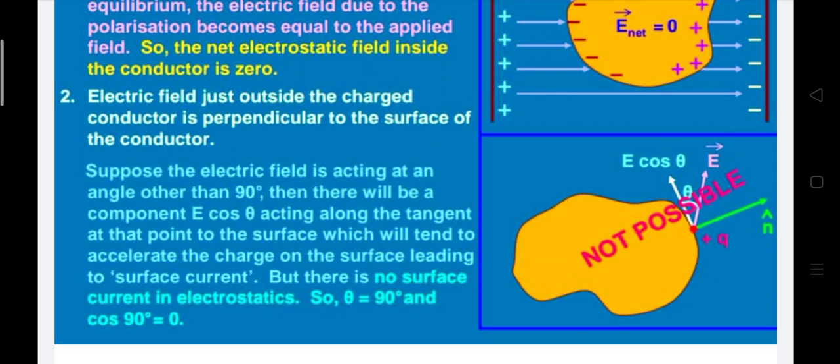As a result, the electron will start moving over the surface and will form the surface current, but we are not getting any surface current. Therefore, the cos theta component is not possible. So if theta equal to 90, then cos 90 will be 0. So surface current should be 0. Clear?